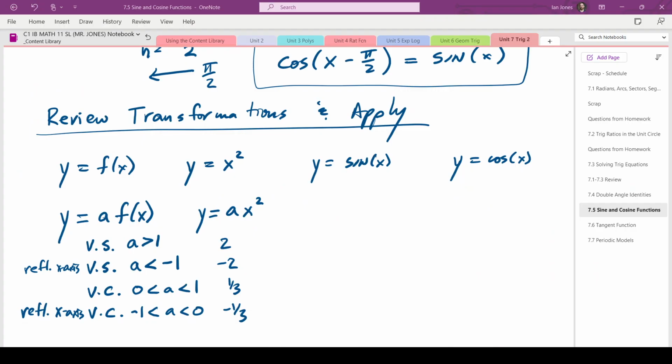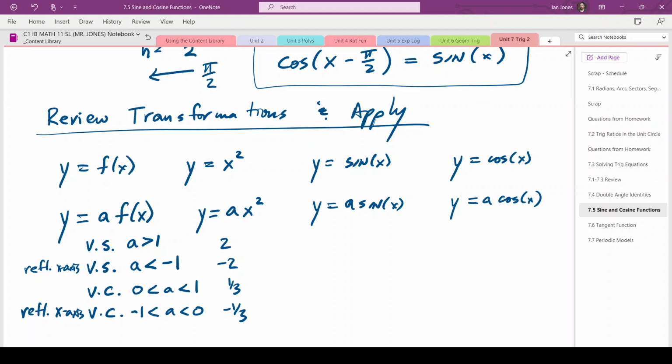Okay, so you can see that the effect of A on sine and cosine is analogous to the effect of A on any other function that we've studied. Okay. Now, next question, what about H? What is the effect of H? Well, the effect of H is a shift left or right.